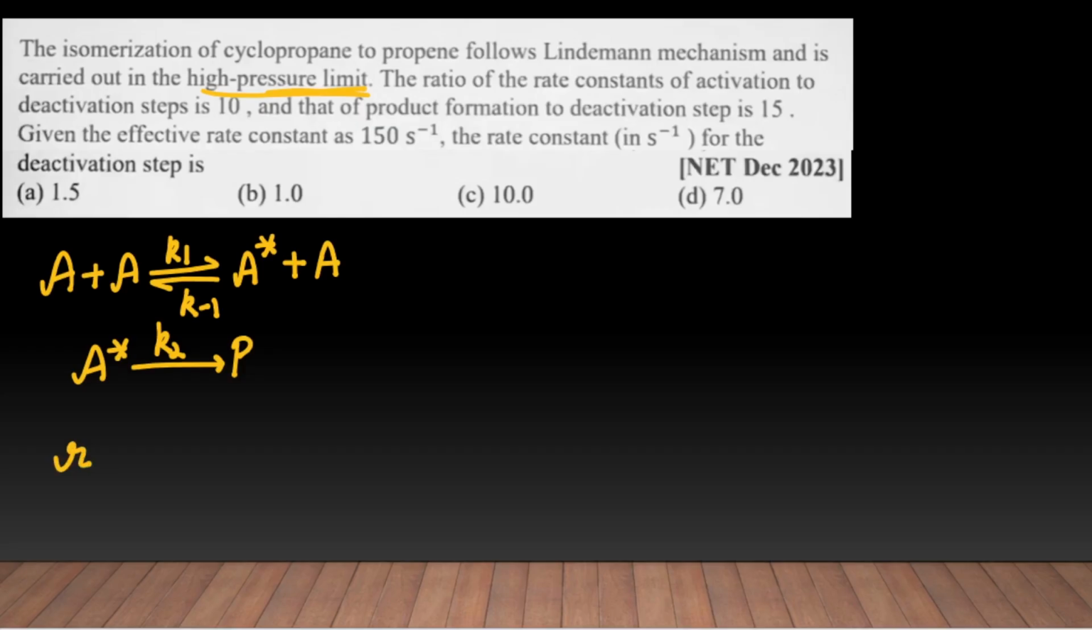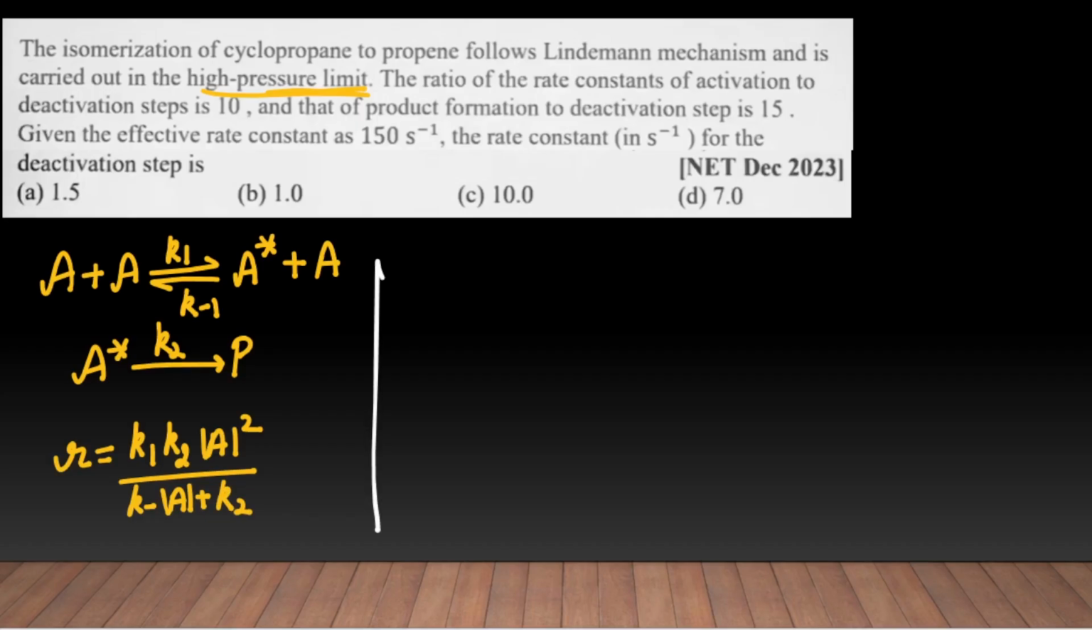The rate expression for this we get: K1 into K2 into A square upon K inverse of A plus K2. This is what is given, the value of the rate you will be getting.